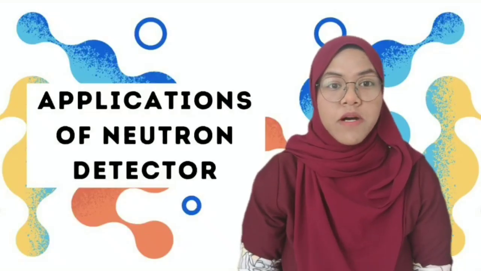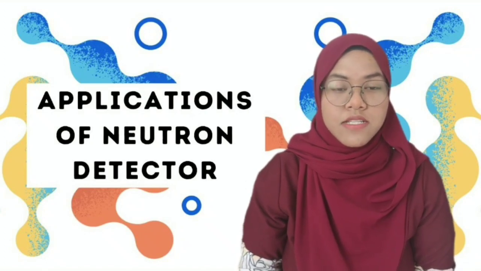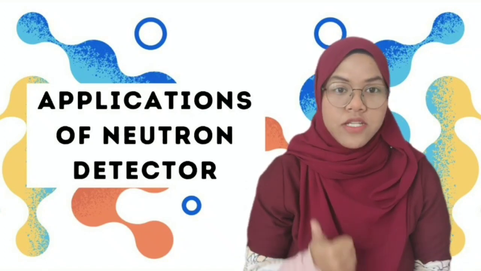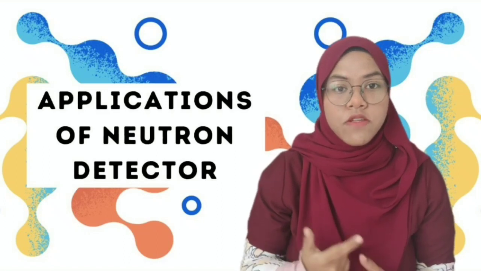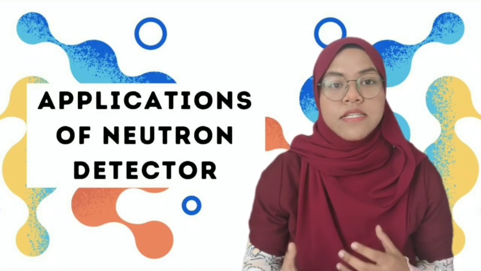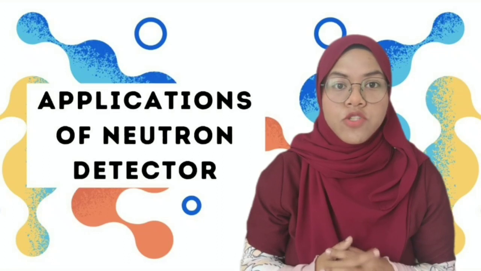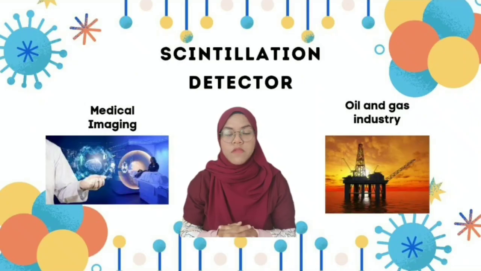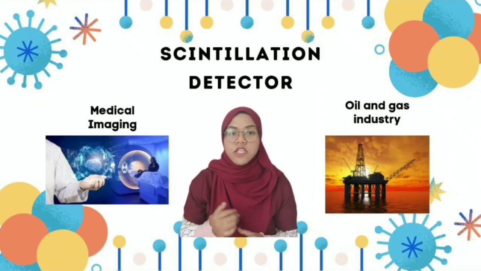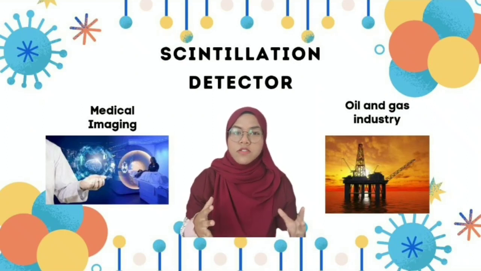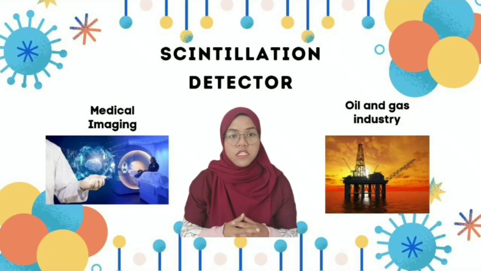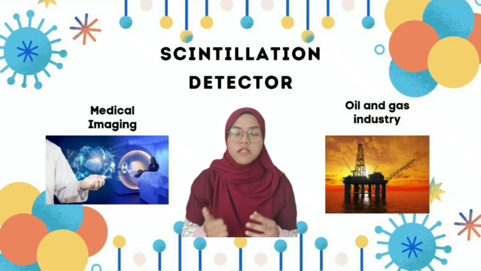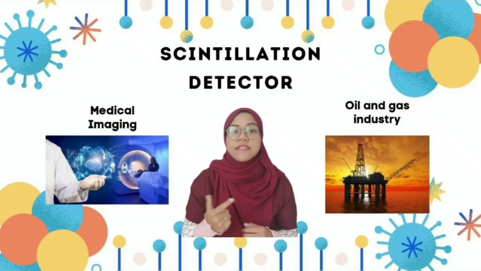Now, we have learned about two types of neutron detector, which are scintillation detector and gas-filled detector. Let's see the applications for both neutron detectors in industry and their benefits. Scintillation detectors are used in a variety of industrial applications, but in this video, we will focus on medical imaging and oil and gas industry.